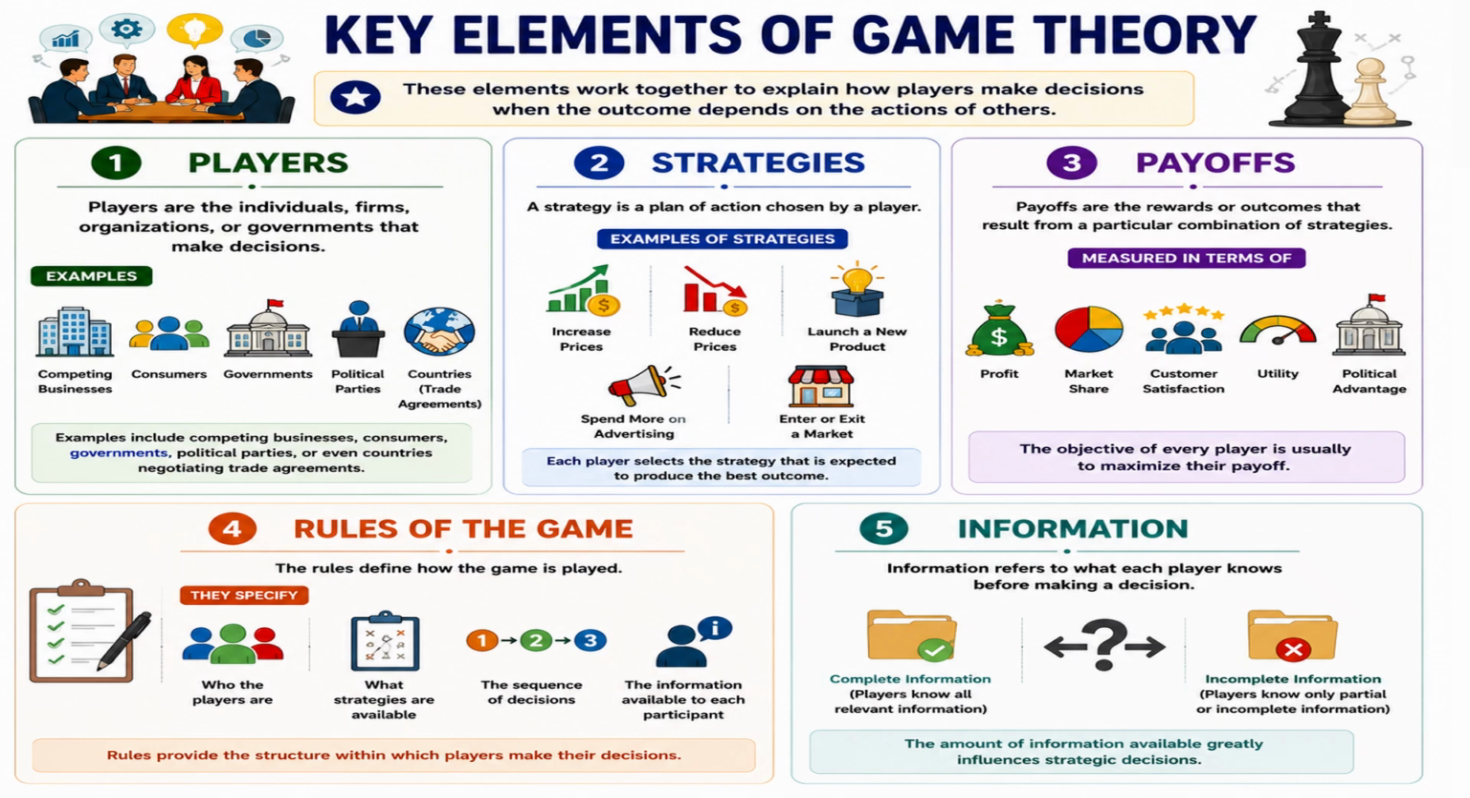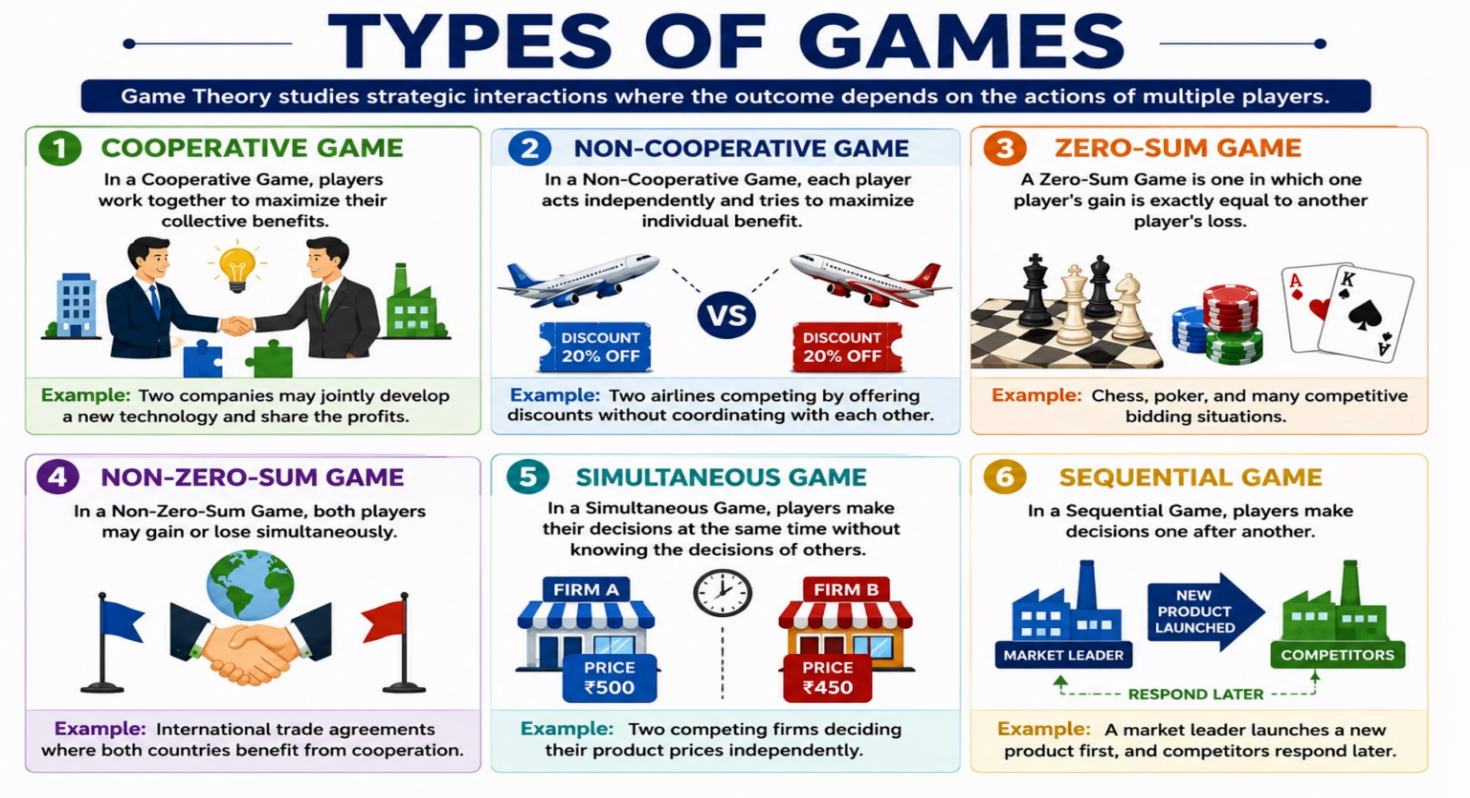Now we are going to discuss types of games. Now let us discuss the different types of games. First is cooperative game. In a cooperative game, players work together to maximize their collective benefits. For example, two companies may jointly develop a new technology and share the profits. Second is non-cooperative game. In a non-cooperative game, each player acts independently and tries to maximize individual benefit. For example, two airlines competing by offering discounts without coordinating with each other.